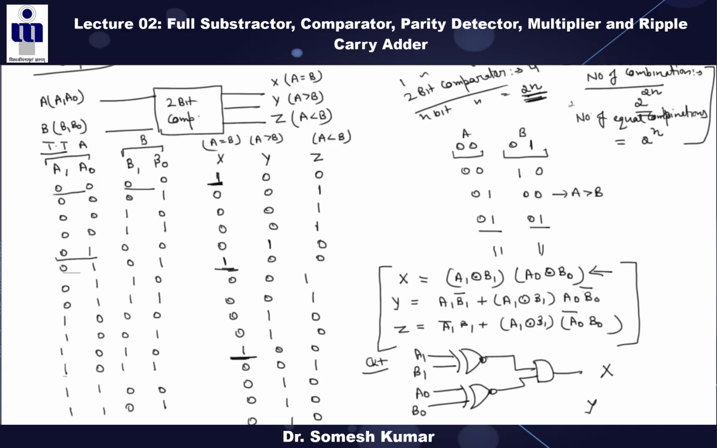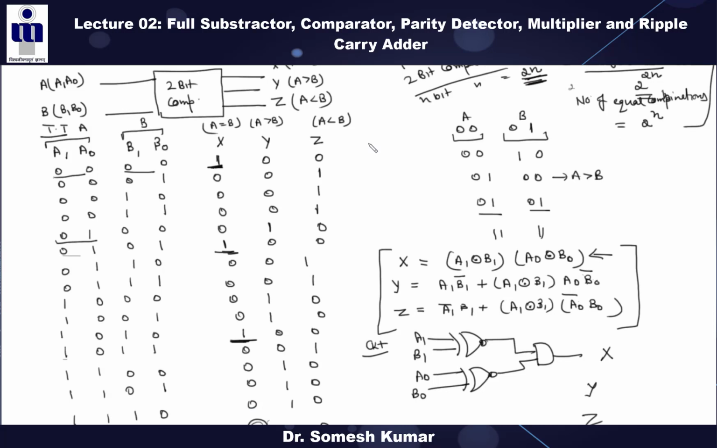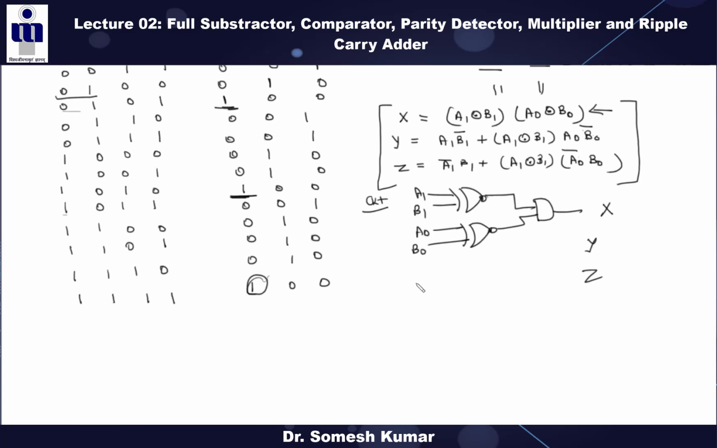Now, if I am saying, can you design your 3-bit equality detector circuit? These indirect questions can be asked. What is the meaning of this 3-bit equality detector circuit? It means you only design for the X, right? And you know, if it is 3-bit, what is the X for the 3-bit?